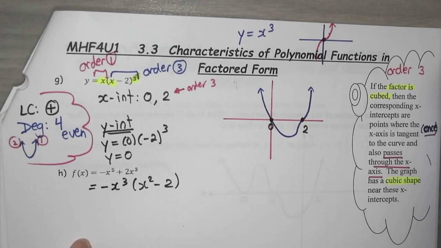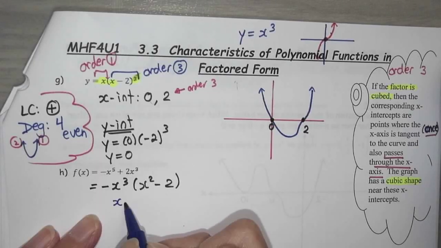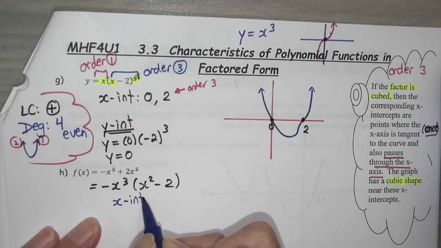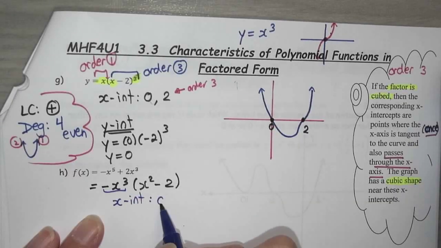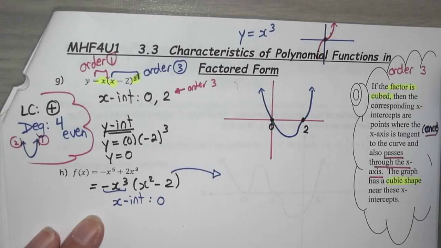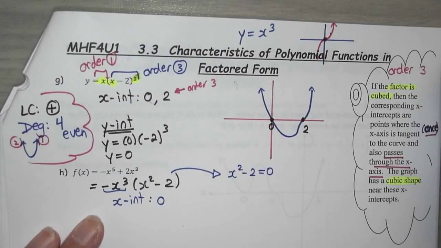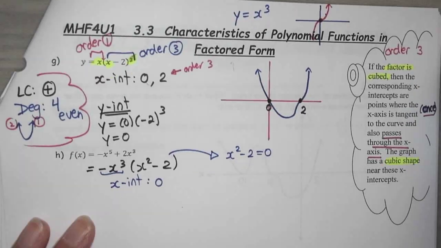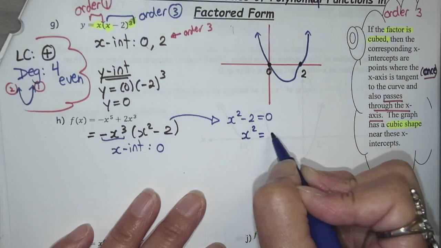Okay. So then we're going to get your roots out of this, or x-intercepts or zeros, right? Any of those words mean the same thing. So x-intercepts will be at, for this factor, 0. And for this factor, let's pull that aside, x squared minus 2 equals 0. So x squared equals 2.